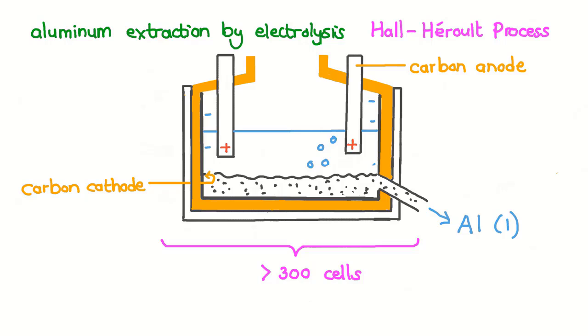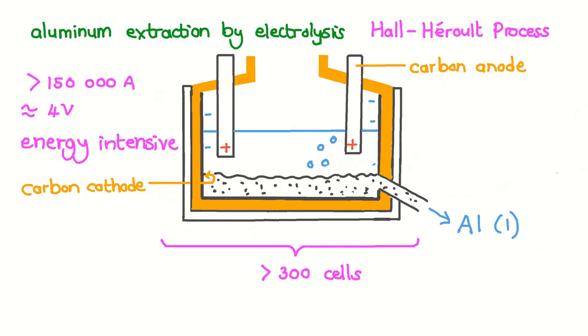Multiple electrolytic cells just like this, sometimes over 300, are needed to produce aluminum at an economically viable rate in industry. Electric current of over 150,000 amperes and approximately 4 volts per cell are needed. This is a highly energy-intensive process, requiring up to about 15 kilowatt hours per kilogram of aluminum produced, which is about 54 megajoules of energy needed for 1 kilogram of aluminum. Scientists are, however, investigating ways to make this process more efficient.